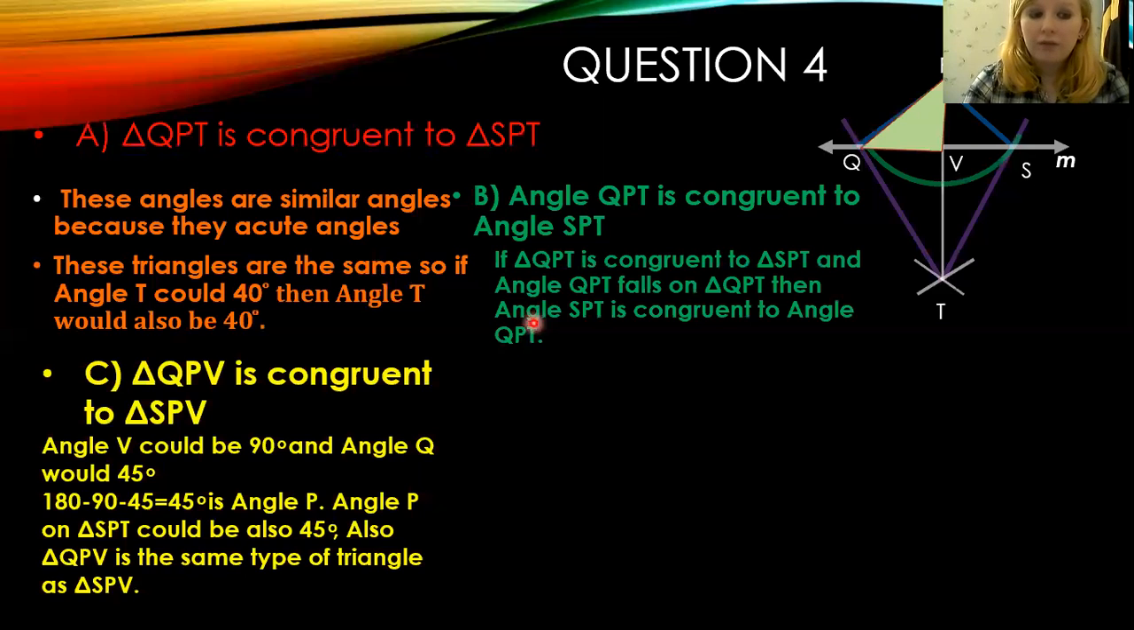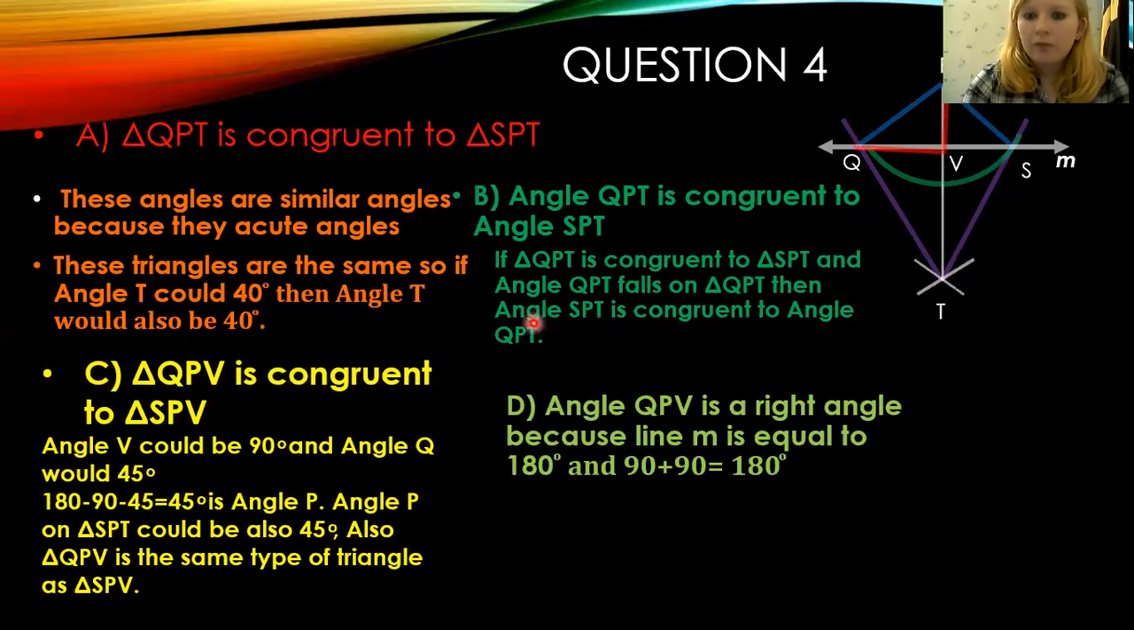Also, triangle QPV is the same type of triangle as SPV, which is a right triangle. Well, how do you know that it is a right triangle? They say that that angle is a right angle, but why? That angle falls on line M, and a line equals 180 degrees. And 90 plus 90 equals 180 degrees, so both angles, QVP and SVP, will be right angles.